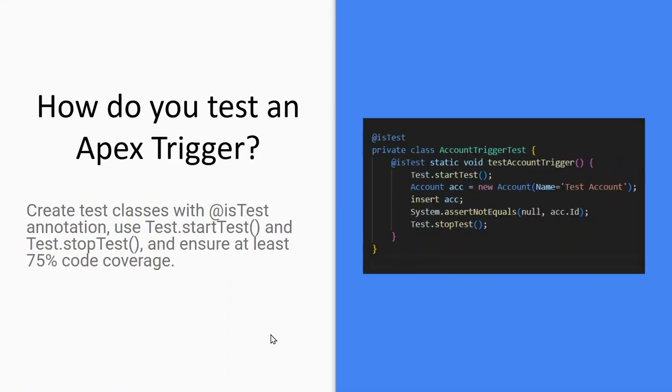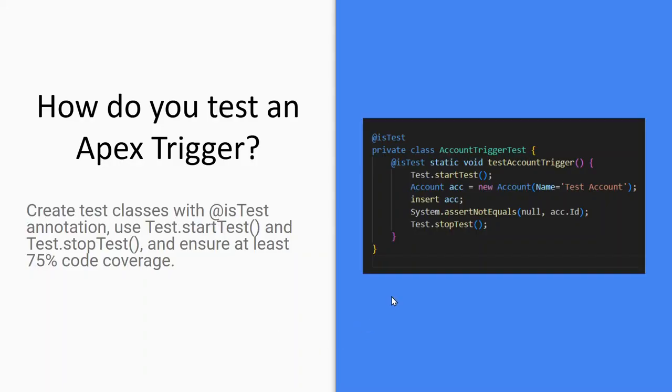So the next question is, how do you test an Apex trigger? You can test an Apex trigger by creating a test class with the @isTest annotation, and you can use Test.startTest and Test.stopTest and ensure at least 75% code coverage.